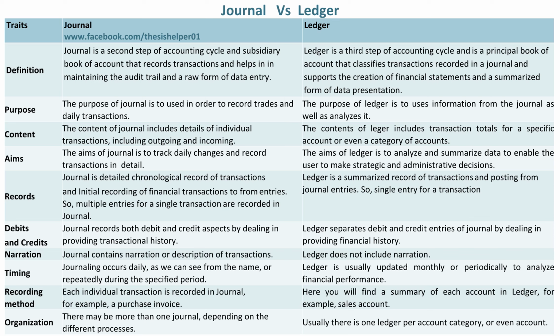Journal records both debit and credit aspects by dealing in providing transactional history. Whereas, ledger separates debit and credit entries of journal by dealing in providing financial history.